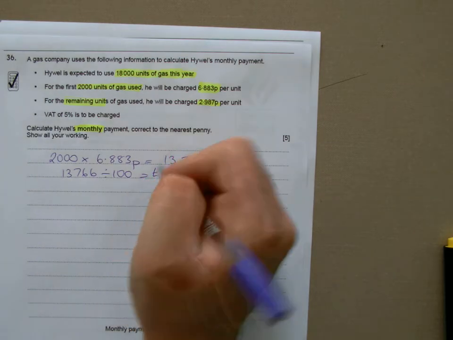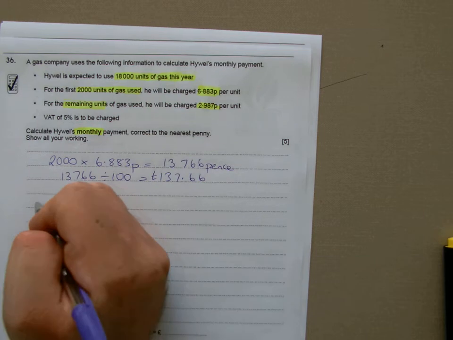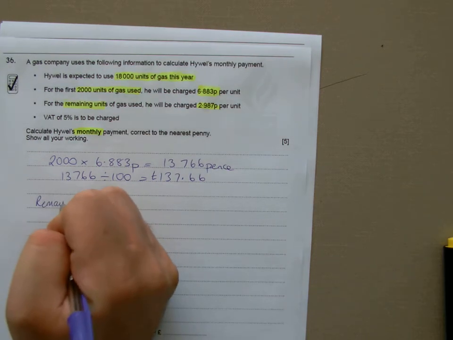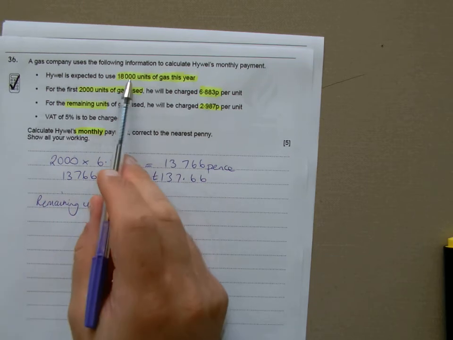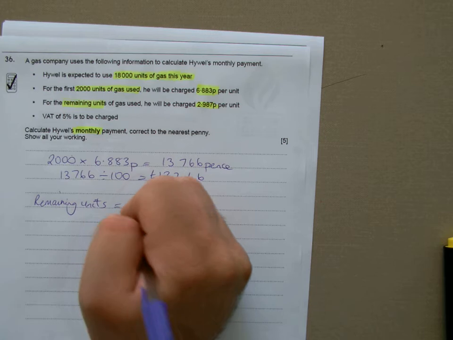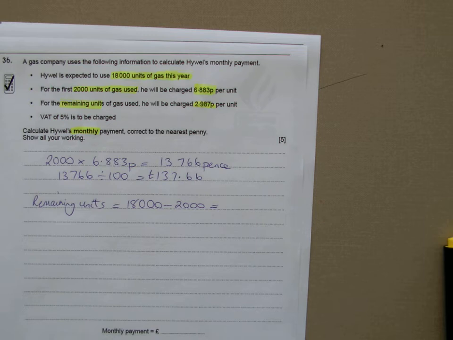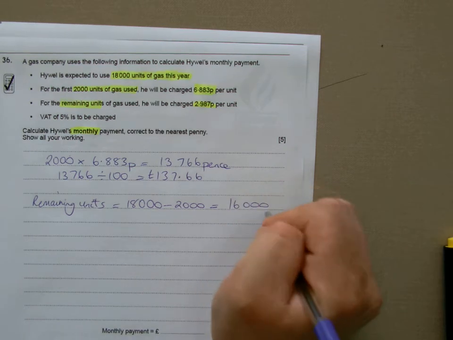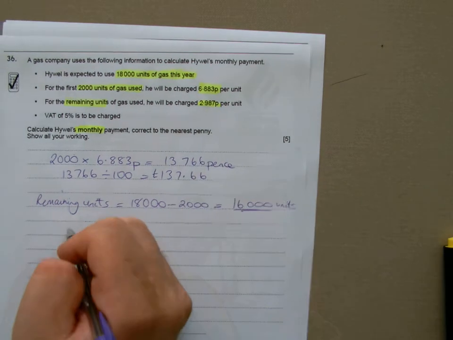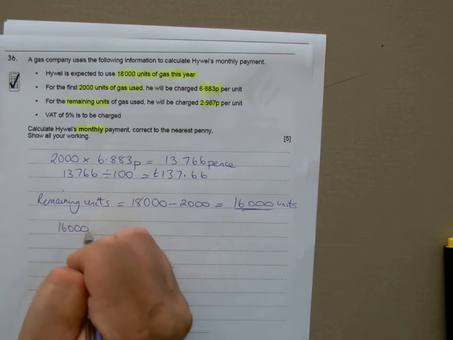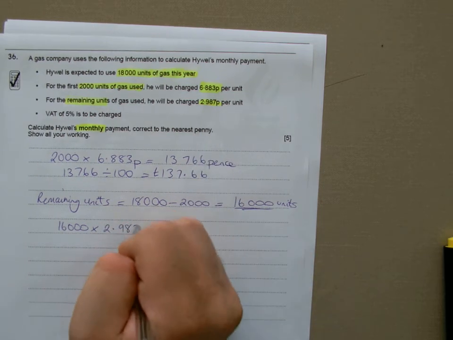So that's for the first 2,000 units, and then for the remaining units, well, how many remaining units will there be? If you think about it, well, he's already paid, isn't he, for 2,000 units. He's got 18,000 in total. So to work out the remaining units, you just need to take the 2,000 he's paid for already away from the 18,000. Of course, we get 16,000. So that's the remaining units, and they are charged at that price there. So 16,000, okay, lots more units, but it's charged at a cheaper price times 2.987.